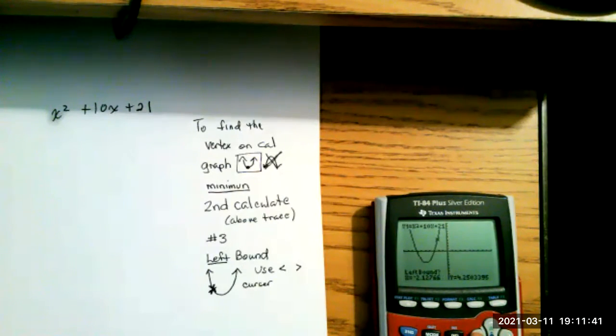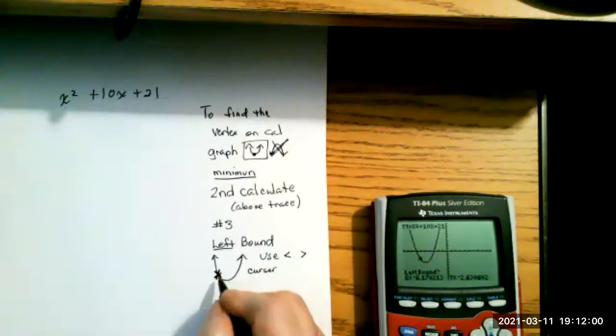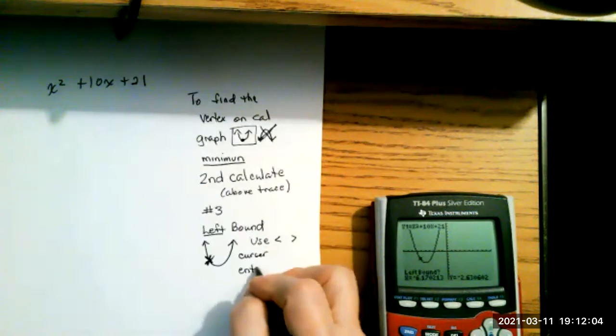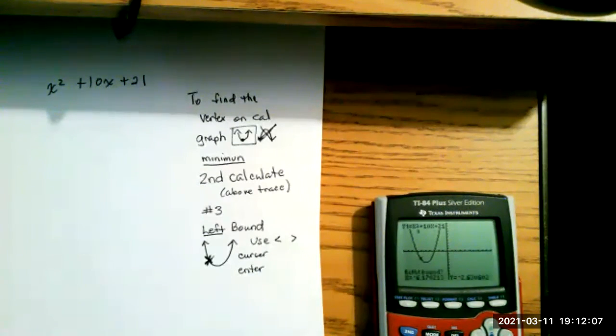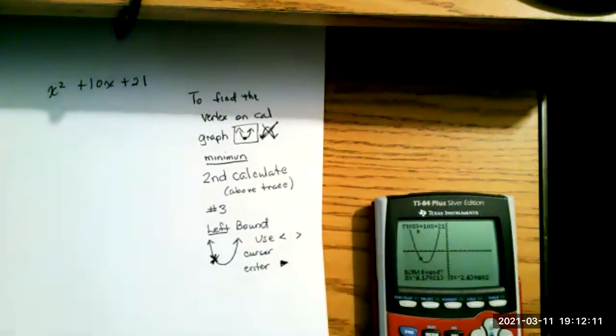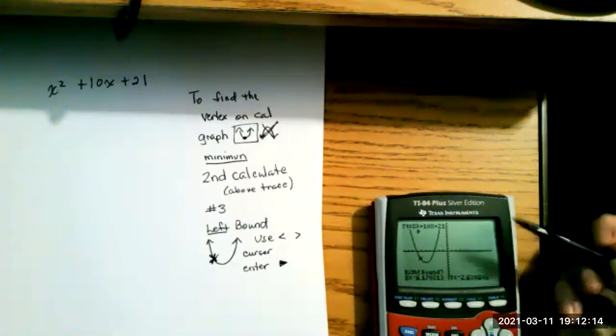Do you see it coming down, that little cursor? I'm going to move it down and keep moving it by using the left arrow key until I get on the left side to do my left bound. So I'm going to move it until I get over here to this left side, and then I'm going to hit enter. And when I do, it's going to put this little left bound arrow on my picture. Do you see it? It's right there.